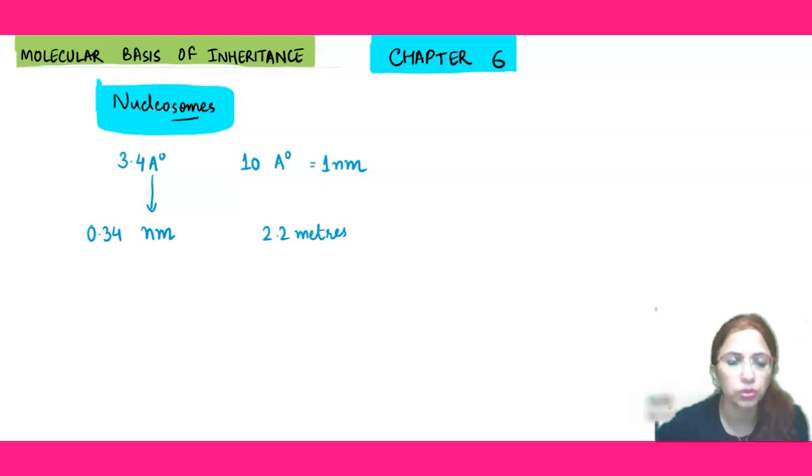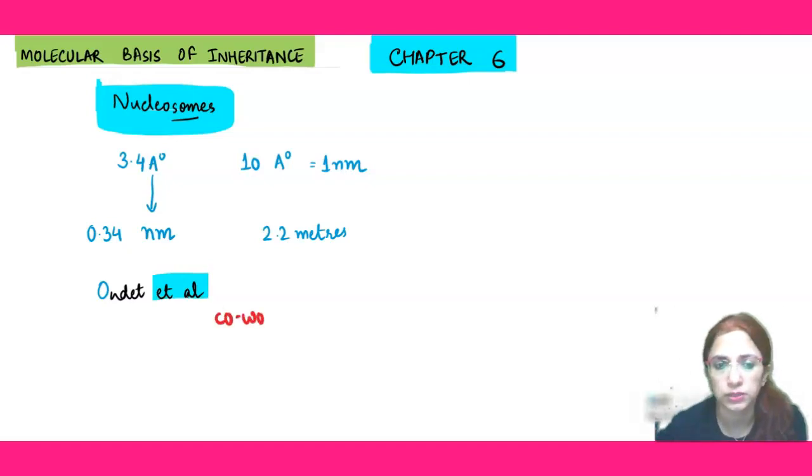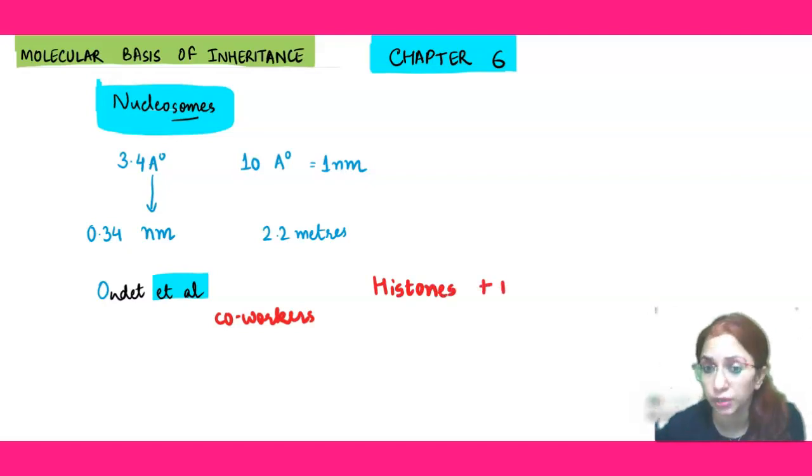Now, the term nucleosome was given by Oudet et al. So it is O-U-D-E-T et al. Whenever we write et al, it means co-workers. So that means Oudet was the name of a scientist and he never came up with it on his own. Rather, he worked with certain co-workers, and that is why Oudet et al. They gave the term nucleosomes. Right? So in this we will be talking about histones. We will be talking about DNA also, because packaging of DNA has to happen.